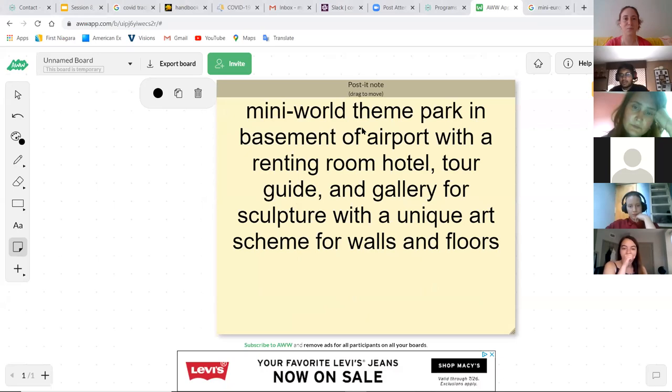Here's what we came up with. It's a combination of every one of our best ideas. So it's kind of like a mini world theme park with kind of like a gaming arcade, a couple simple rides. It's kind of in the basement of a hotel with kind of a basement of the airport. It has a hotel. You can get a tour guide that will show you around your layover city, and the entire theme park has kind of like all these sculptures from around the world, and we're gonna paint the areas all around with kind of a unique pop art scheme. All right, thank you, Madhavan.